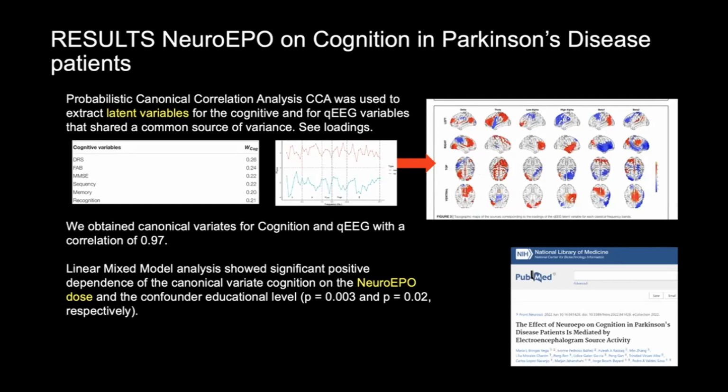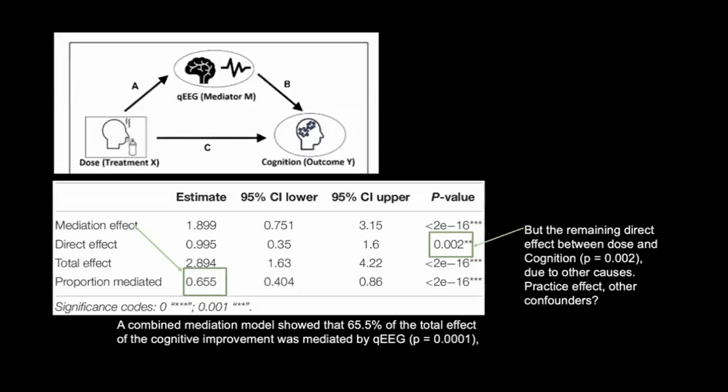0.97. We also applied different linear mixed models to look at the NeuroEPO doses and the relation with the cognition, and the NeuroEPO with the EEG. Finally, we applied a combined mediation model where we found that 65% of the total effect of the cognitive improvement was mediated by the EEG.